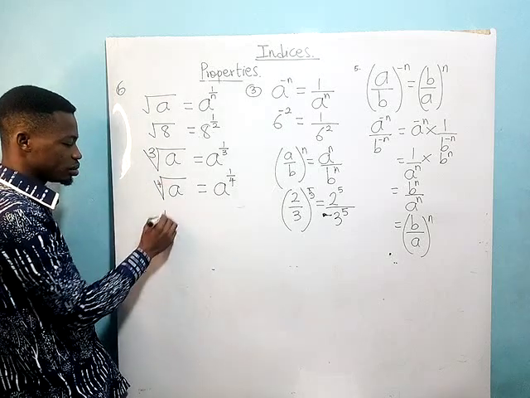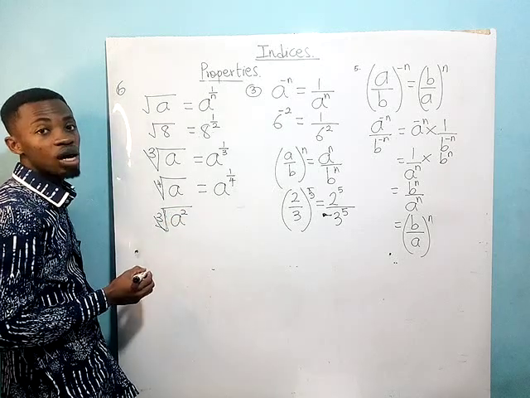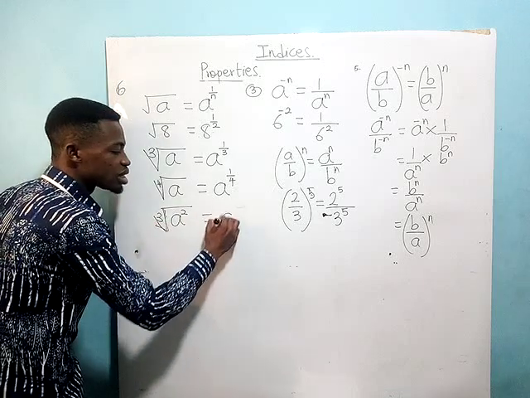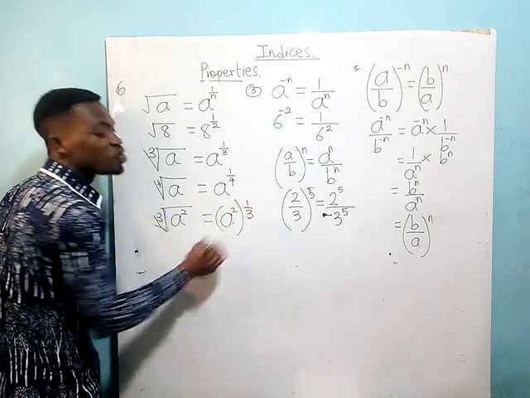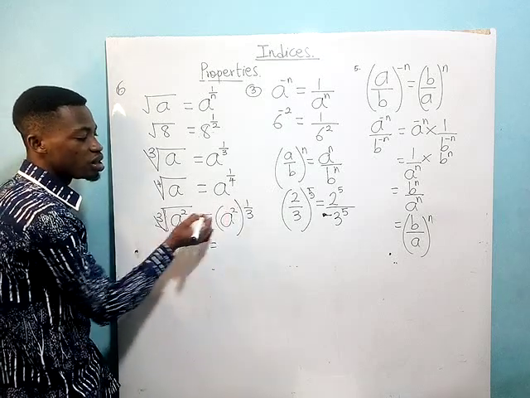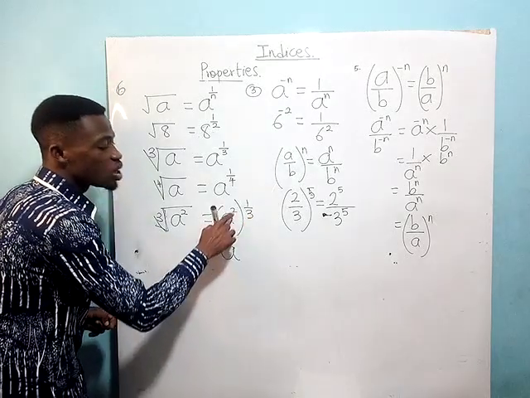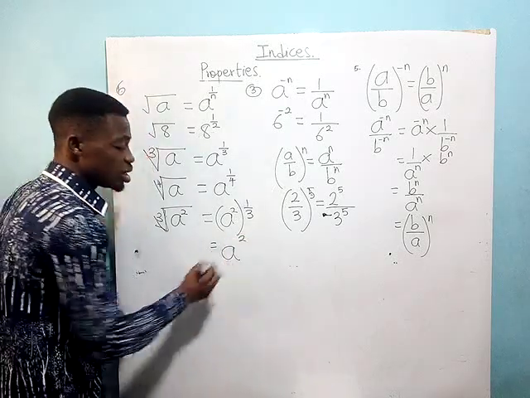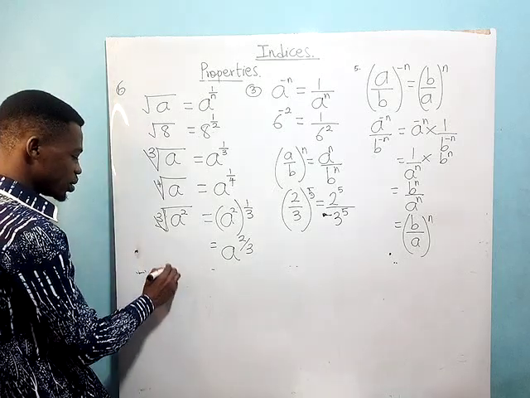Now what about this? Cube root of a to the power 2. Understand that the cube root will be written as what we have here, all raised to the power 1 over 3. When we continue, we've learned that a power raised onto another power will multiply. So we are going to have 2 multiplying the numerator, which is 1. So 2 times 1 giving us 2 over 3. So you can try this.